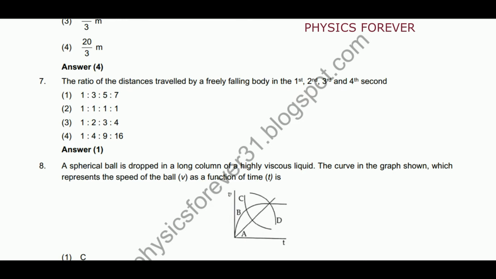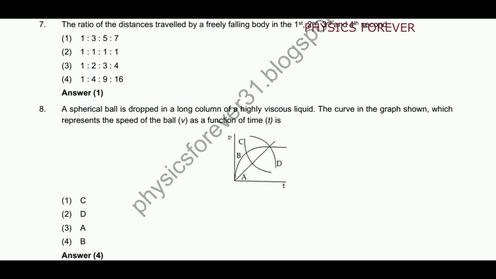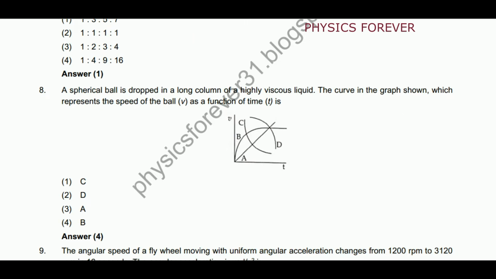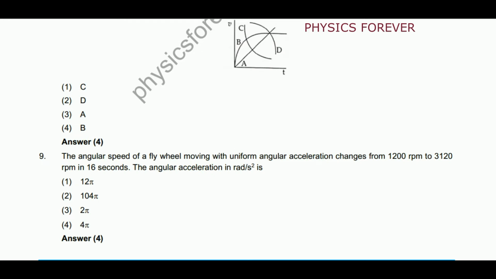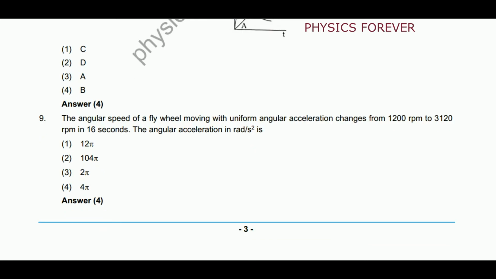So a spherical ball is dropped in a long column of a highly viscous liquid. The curve in the graph shown which represents the speed of the ball v as a function of time t is, the correct answer is B. Okay, so the ninth one, the angular speed of a flywheel moving with uniform angular acceleration changes from 1200 rpm to 3120 rpm in 60 seconds. The angular acceleration is, answer is 4 pi.